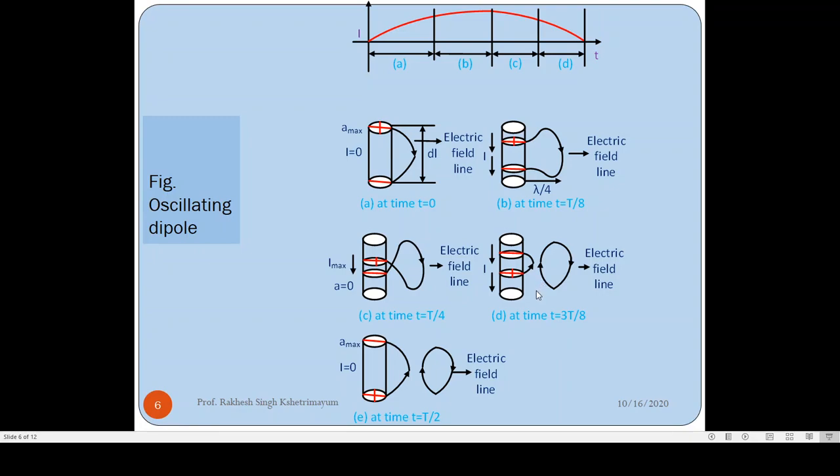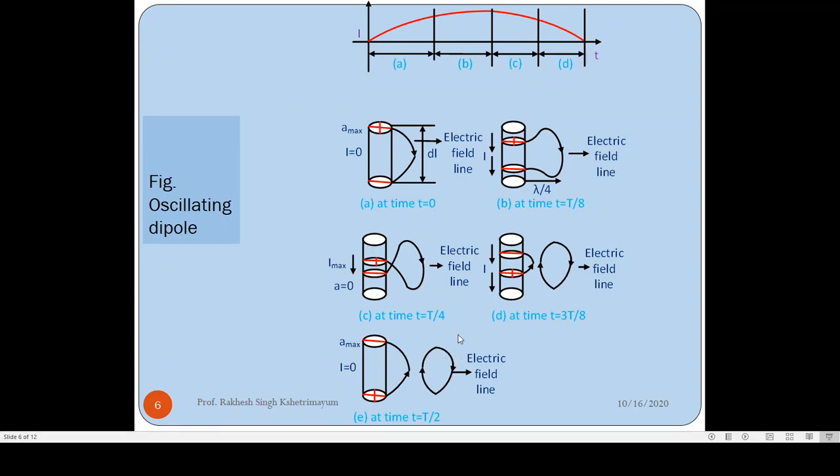But the harmonic motion of the charge keeps on continuing. It's not a one time process. So this negative charge will keep moving in this direction, and the positive charge will keep moving in this direction. Current is still flowing in this direction, but now the positive charge is here and the negative is here. So the field lines in this case will start from here and end here. Again at time t equal to 3T by 8, we are here.